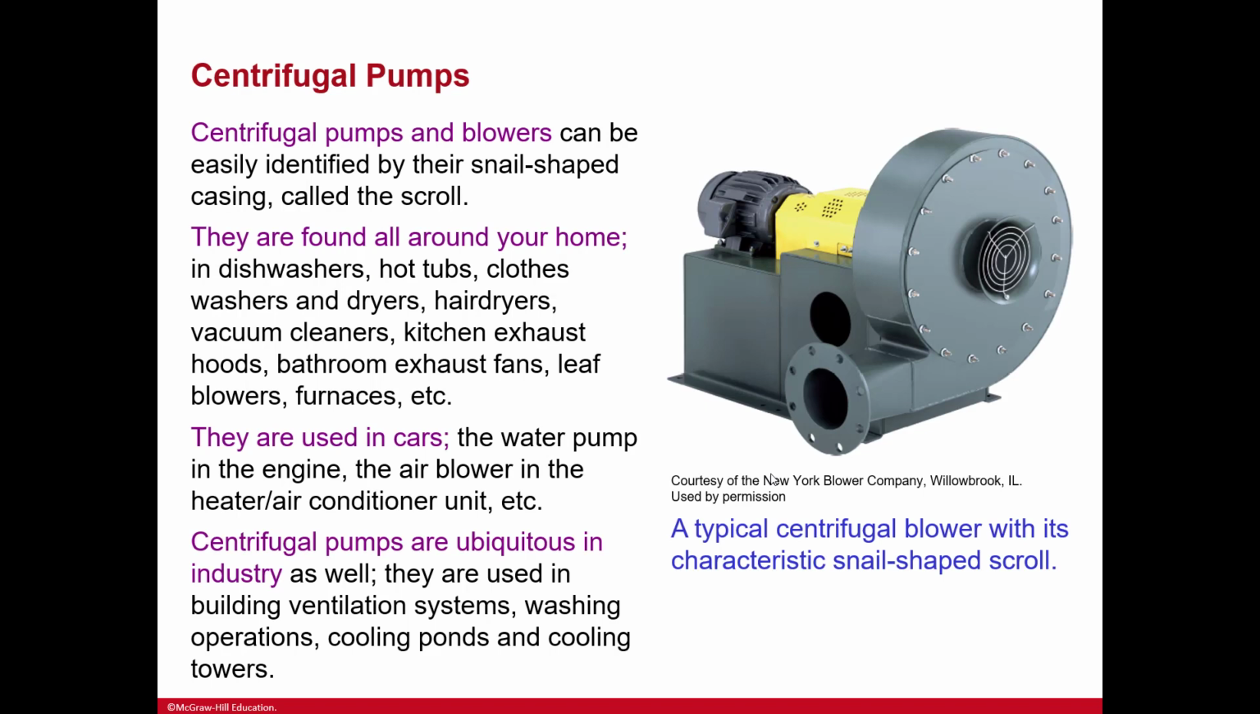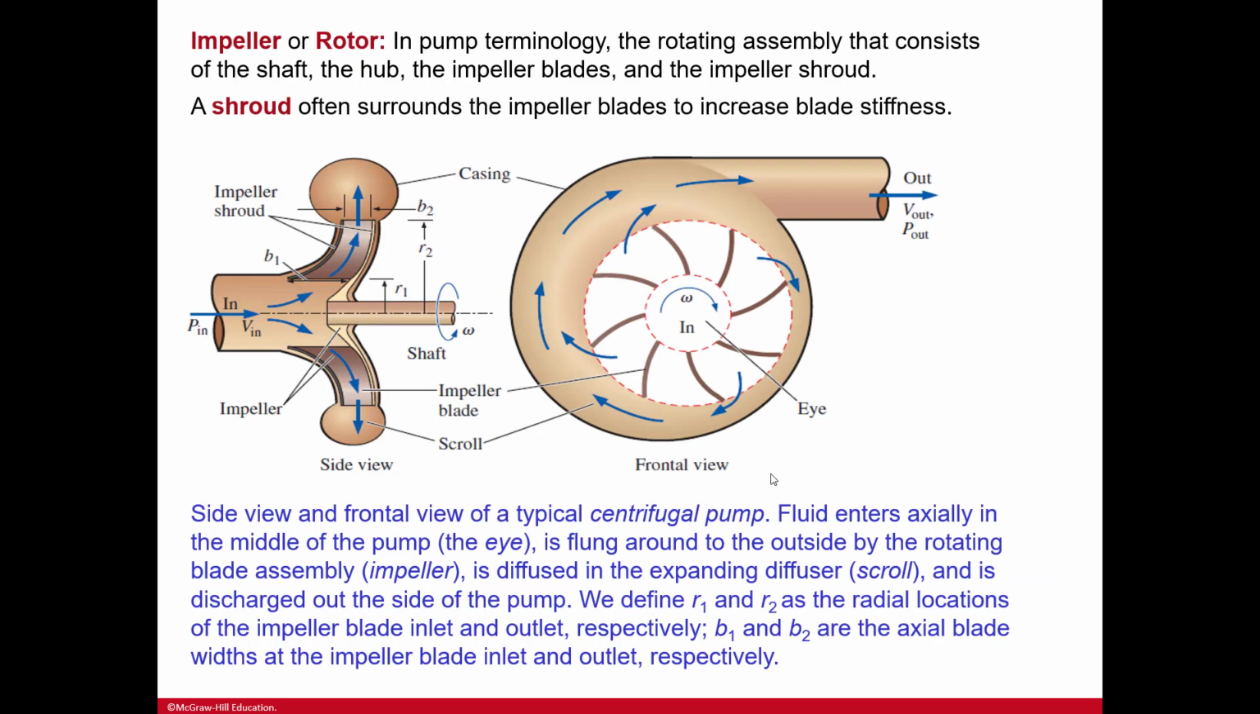So here moving to centrifugal pumps, and blowers can be easily identified by their snail-shaped casing called a scroll. They are found all around your home: dishwashers, hot tubs, clothes dryers, etc. They're used in cars, the water pump, engine, air blower, and they are ubiquitous in industry as well: building ventilation, washing operations, etc.